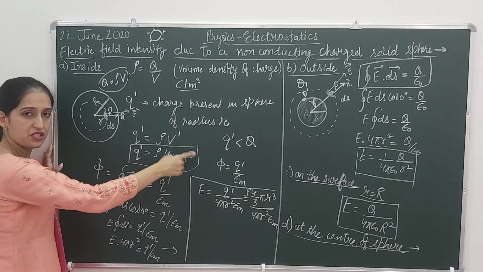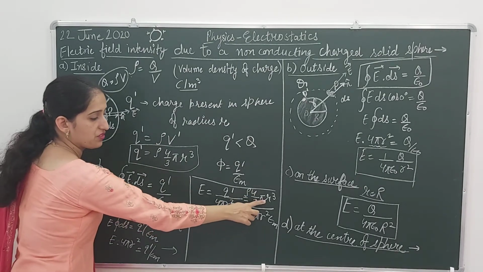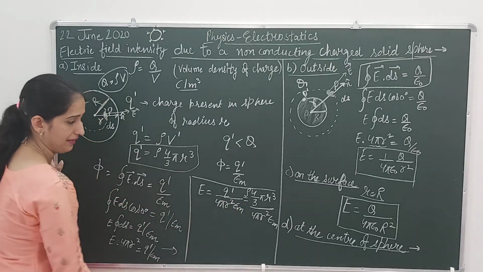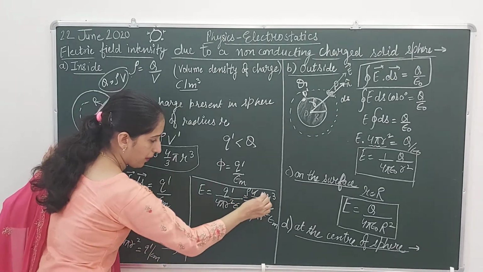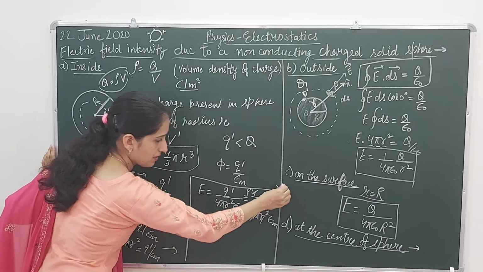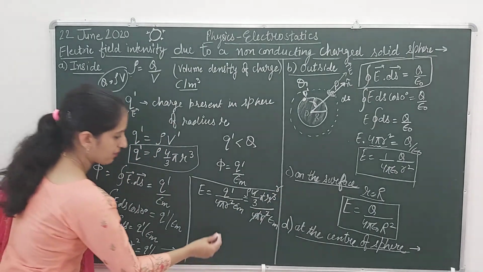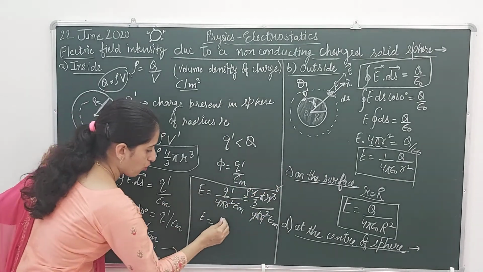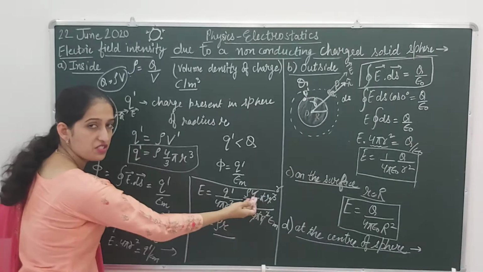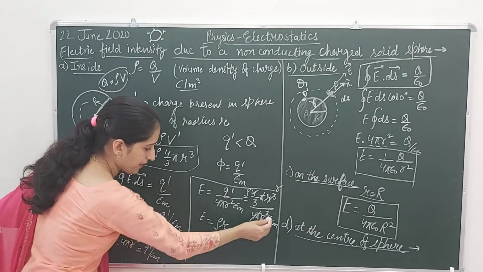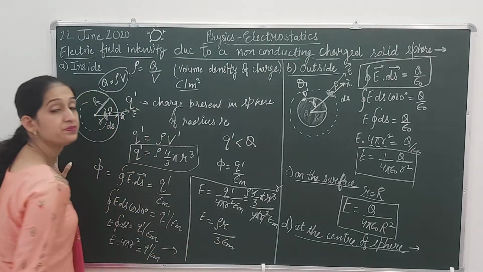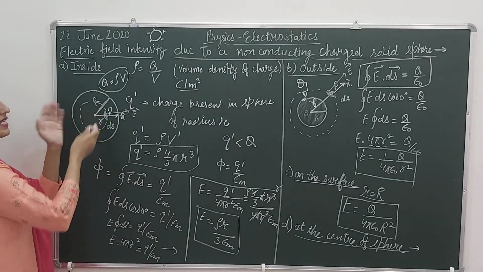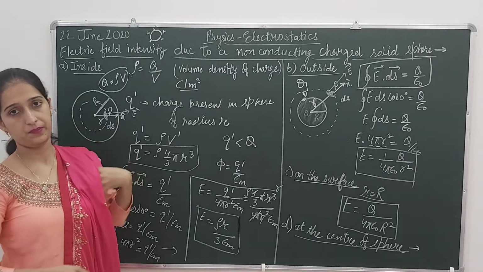Q dash is given by this much amount: rho into 4 by 3 pi r cube, upon 4 pi r square epsilon m. Now 4 pi and r square cancel with r cube, and we are left with r. So in the numerator I am left with r and rho, and in the denominator this 3 comes, 3 into epsilon m. So this much is the electric field intensity inside the solid sphere.